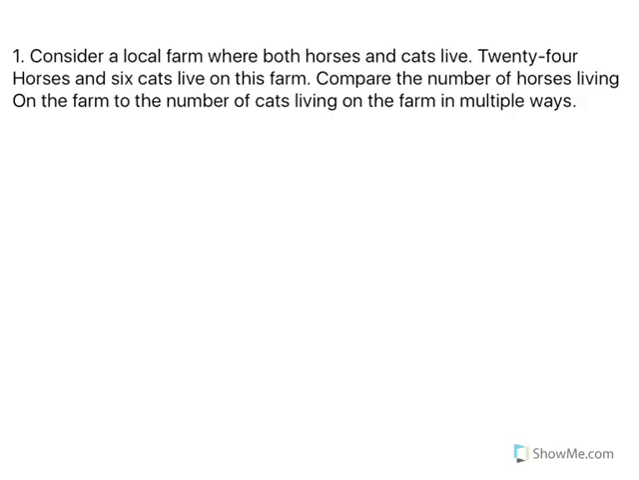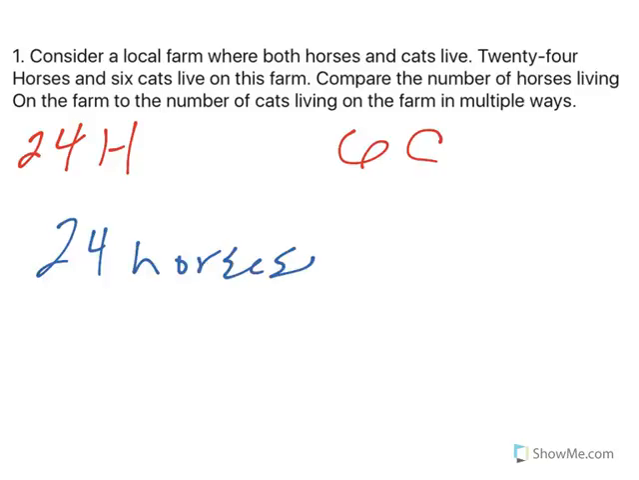Consider a local farm where both horses and cats live. 24 horses and 6 cats live on this farm. Compare the number of horses living on the farm to the number of cats living on the farm in multiple ways. Okay, so we've got 24 horses and 6 cats. So when we're going to compare them, you could really just say there are 24 horses to 6 cats. Like, that's one way.